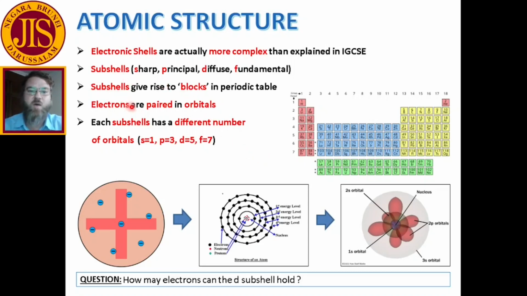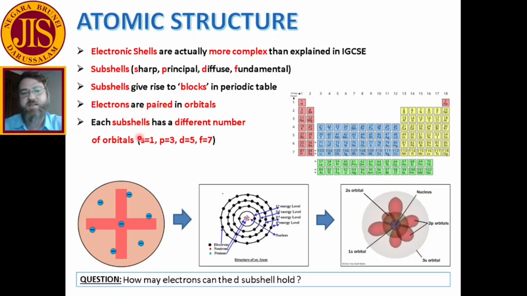Within subshells, you've got things called orbitals, and different subshells can hold different numbers of orbitals. S can only ever hold 1 orbital. P can only ever hold 3 orbitals. D can hold 5 orbitals. And F has 7 orbitals. Each orbital can only ever hold 2 electrons. They're paired in an orbital.